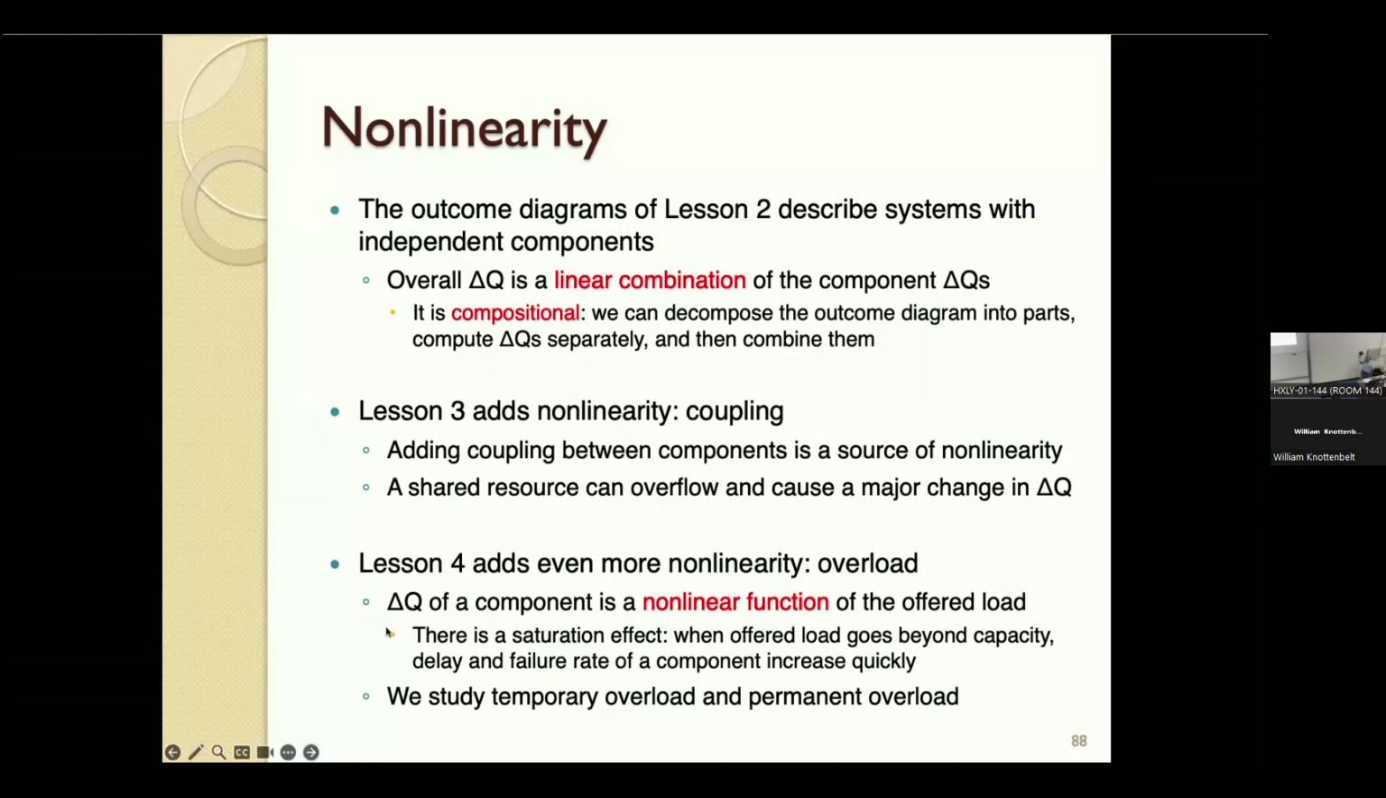So the delta Q of a component, it's a CDF, but this is not a constant function. This depends on time, and it depends on the offered load of the system. So if the load increases beyond the capacity that the system was designed for, then the delta Q will change a lot, okay? And so we're going to study that. Temporary overload. But if the overload situation happens too often, then you need to do something more. You need to actually look at the system at different time scales and levels, and that's permanent overload, okay?